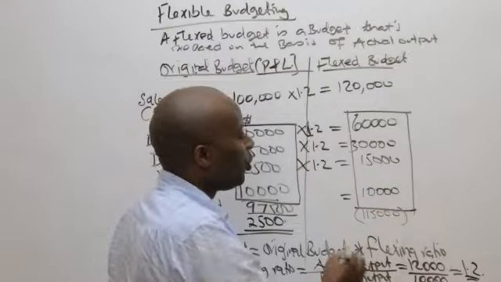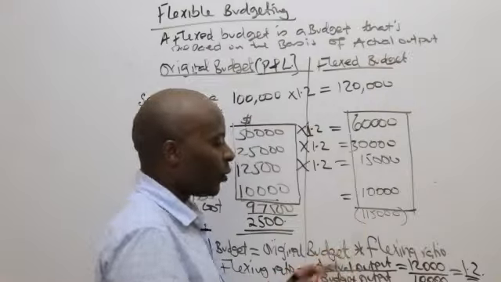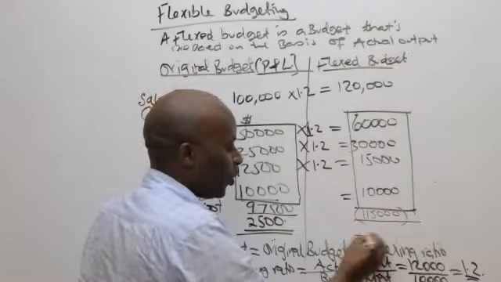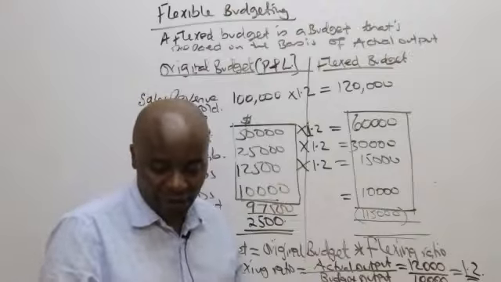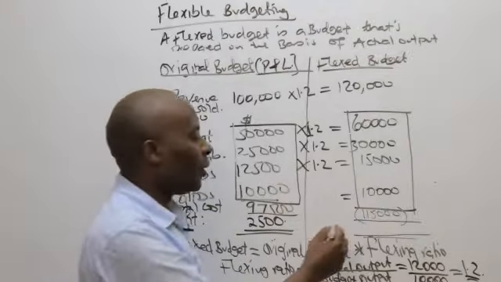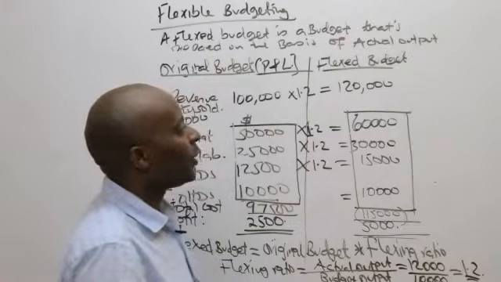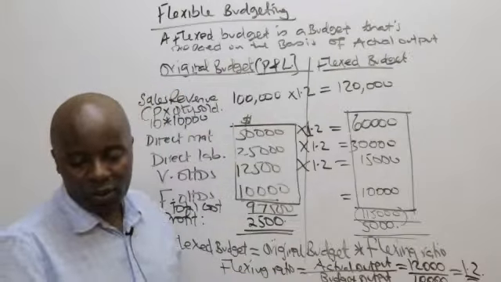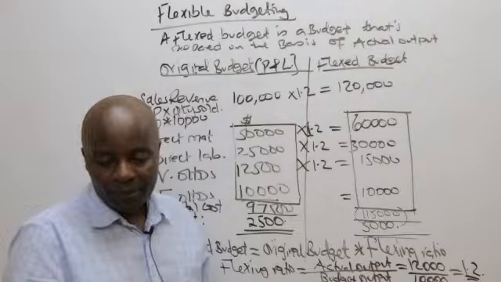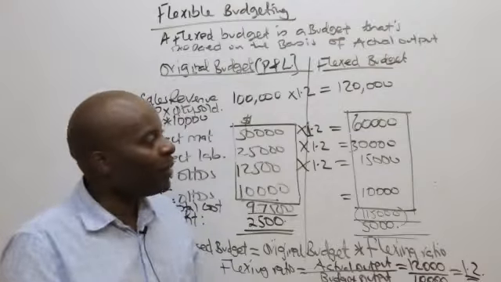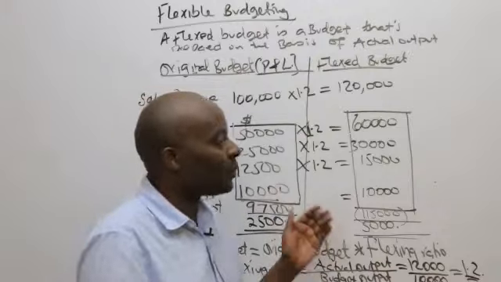115,000. So then could you kindly subtract 120,000 minus 115,000? What figure of profit are you going to get? Of course, I know the answer, but I want to see whether you're connecting them. 5,000. Thank you very much. So that is the end of the flexed budget for the year.